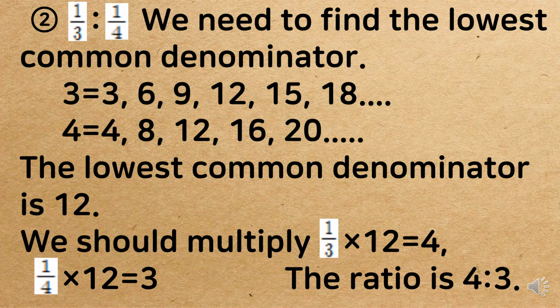A third colon a fourth. First, we need to find the lowest common denominator. Multiples of 3 are 3, 6, 9, 12, 15, 18. Multiples of 4 are 4, 8, 12, 16, 20, etc. The lowest common denominator is 12. We should multiply a third by 12 and a fourth by 12. The ratio is 4 colon 3.